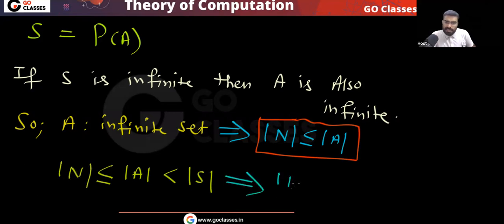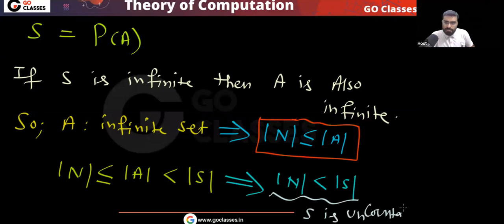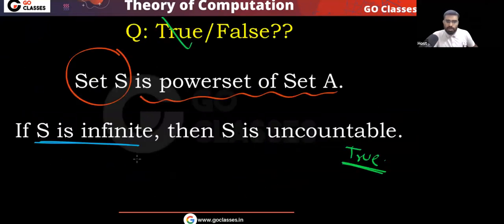From this equation, I can say the cardinality of N is strictly less than the cardinality of S. So finally, I can say that S is uncountable. Is this clear? Did you understand this question? Set S is the power set of A. If S is infinite, then S is uncountable.